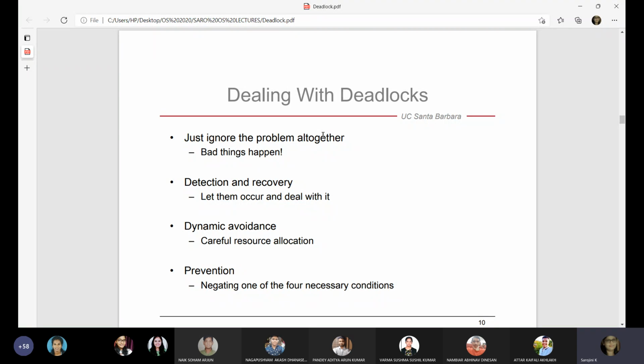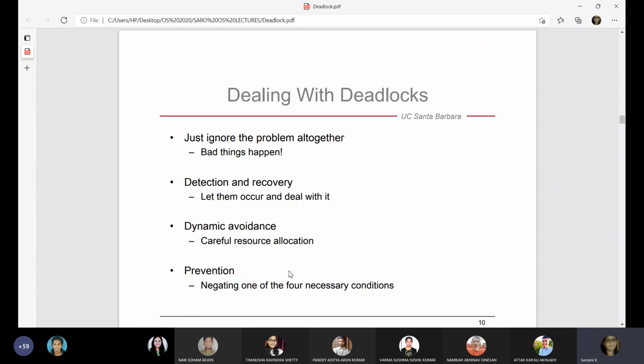Third way: some systems dynamically have a deadlock avoidance algorithm. In those systems, deadlock will not come at all, because the algorithm has been implemented in such a way that the deadlock will not occur. That means resource allocation should be cautious. Whenever the operating system allocates a resource, it checks whether the deadlock could happen. If there is a chance, it will not allocate the resource. This way we can completely avoid the deadlock.